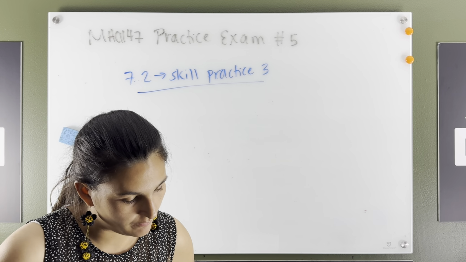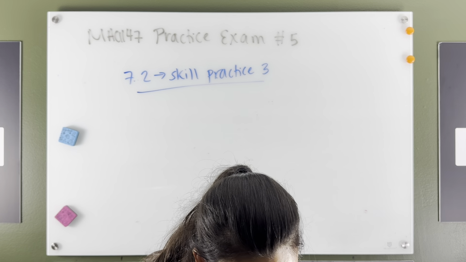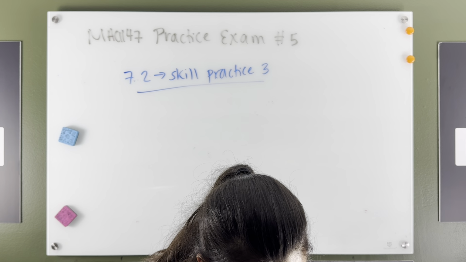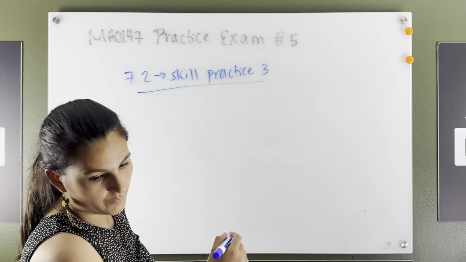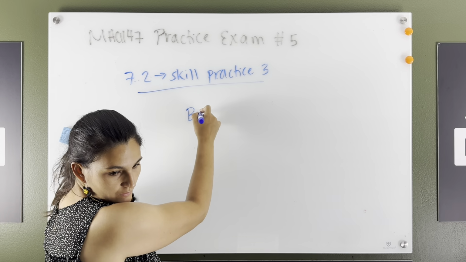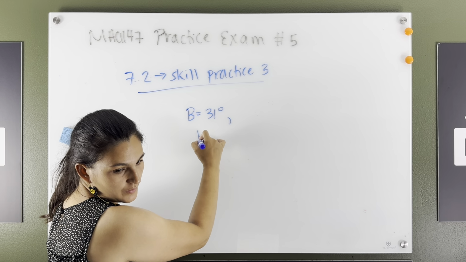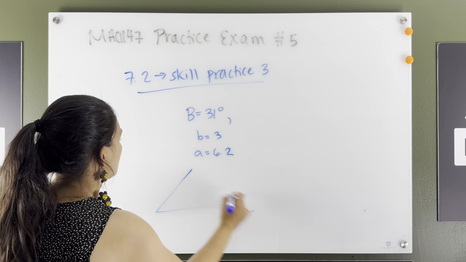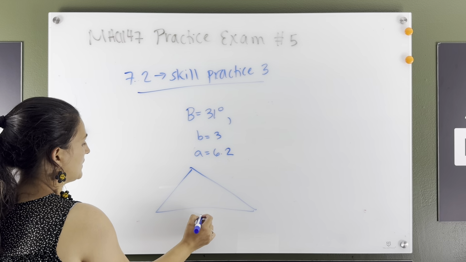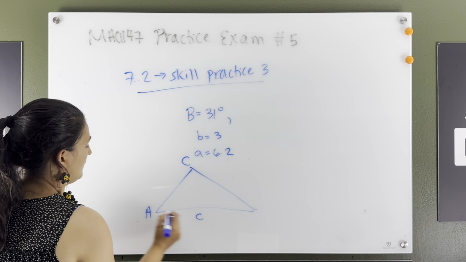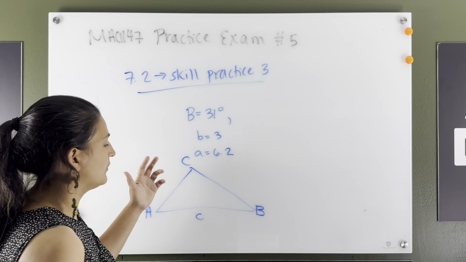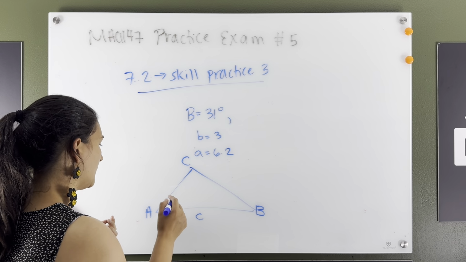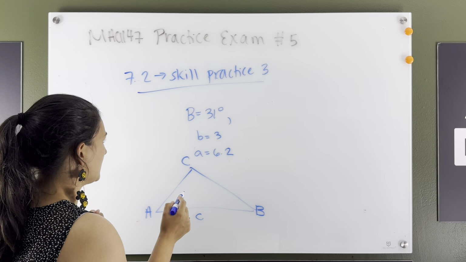Okay, next one is number 5. So in one more, we have B is 31 degrees, little b is 3, and side A is 6.2. Okay, so based on this, I'm missing side C. I'm going to make C the base. Again, this is useful when there are 2 triangles. When we do create 2 triangles, you never know when that happens.